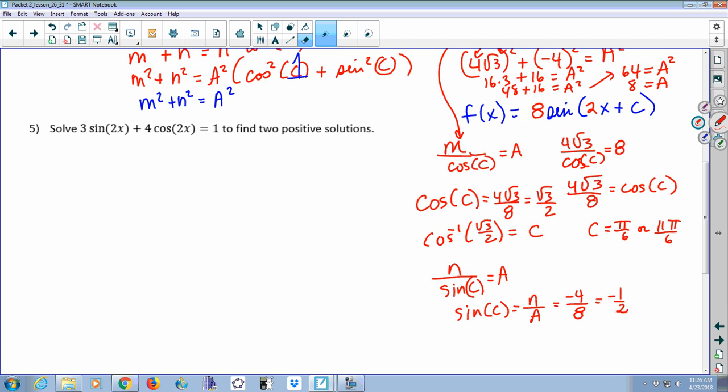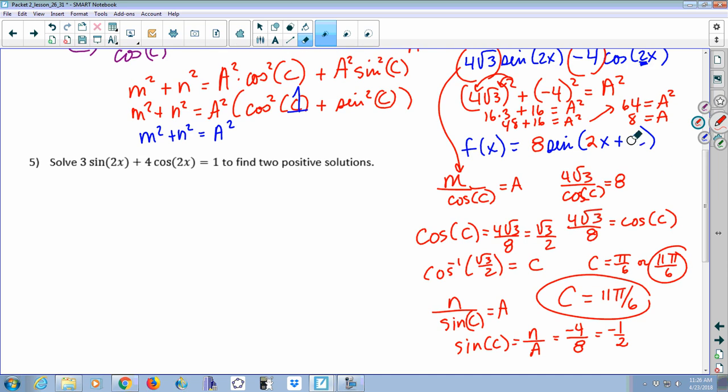And you really don't need to go any further, folks, because where is cosine positive and sine negative? Which quadrant? 1 or 4? 4. So that means C has to be 11 pi over 6. And we are now done. We have taken that fairly complicated thing, and with a derivation, now you'll never have to go through that derivation again. You just have to know this, so you can find A.